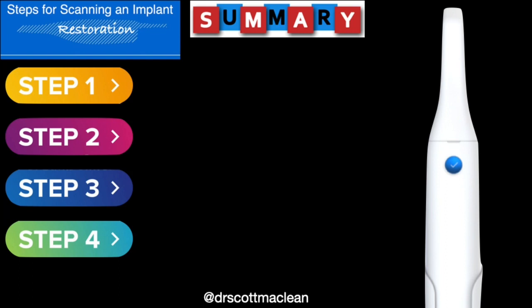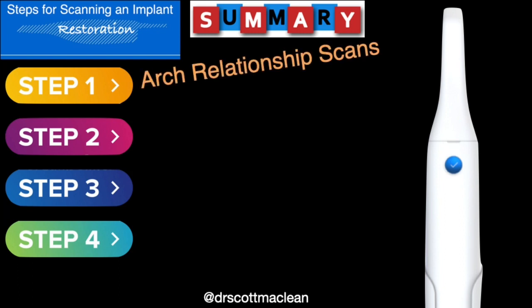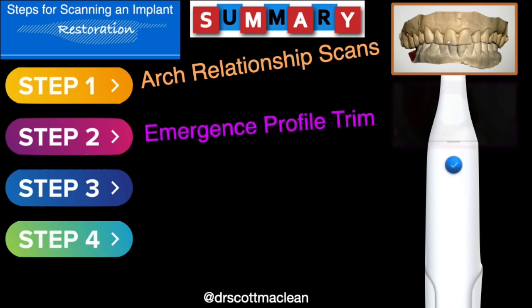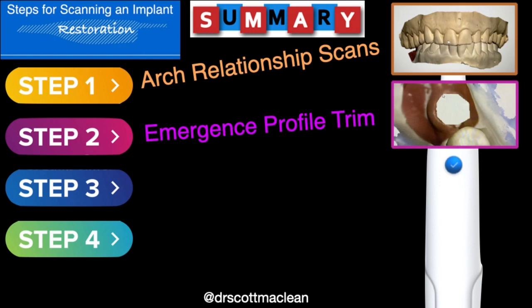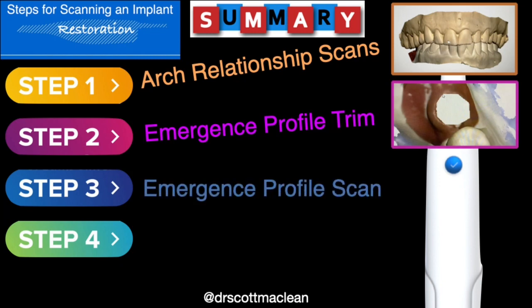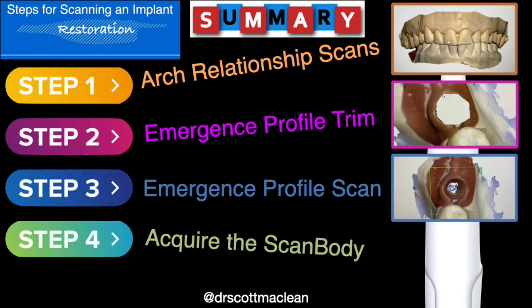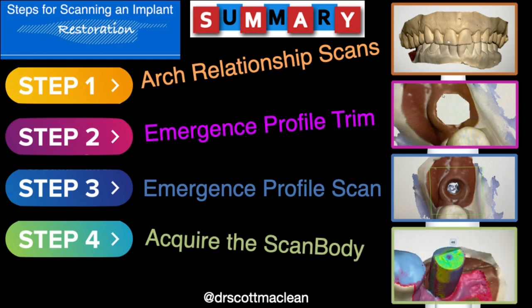Now, in summary, there's 4 steps. First, we take an arch relationship series of scans, the maxilla, the mandible, and the occlusal record. Step 2, emergence profile trim. The dental assistant's going to trim this away, trimming the healing abutment. Number 3, we're going to do a soft tissue profile scan, so you see that the soft tissue emergence profile is captured. Then step 4, we're going to do a scan body pickup, and these 2 are done by the dentist. The rest can be done by your team, so it's really a cool process.